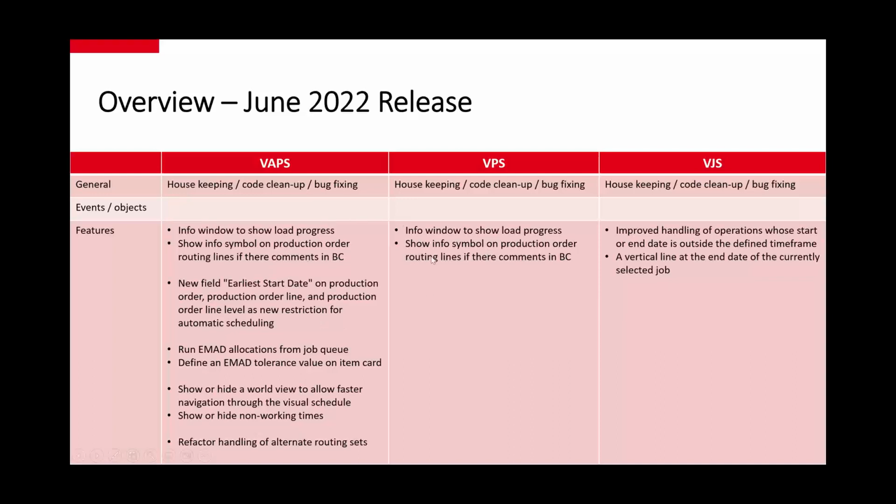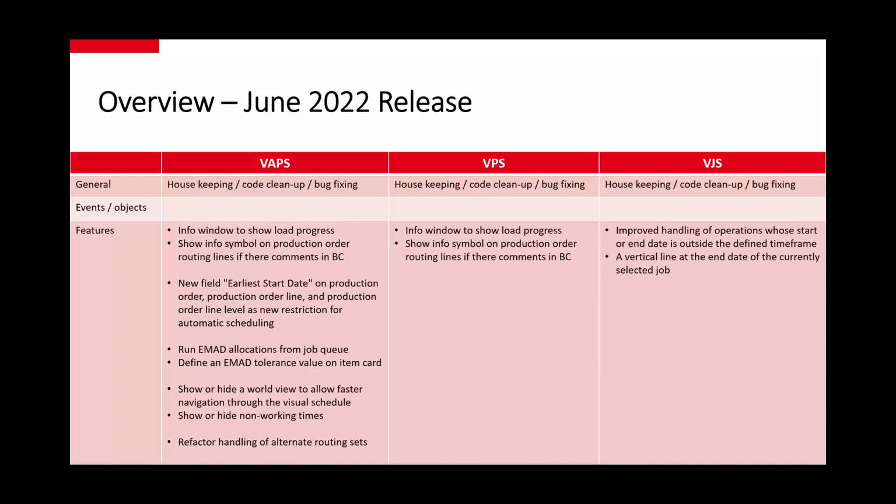So we have two things that we added to both products. We actually show a window with the load progress when loading the VPS and the VAPS, to show you where we are in the loading. And remember what I told you earlier, that we first need to read data from Business Central, then we need to prepare them for the visualization, then we send them to the client, and then we have to render them. Exactly these process phases are represented in this load progress info window, so that when opening the tool, you always see where you are in the loading process.